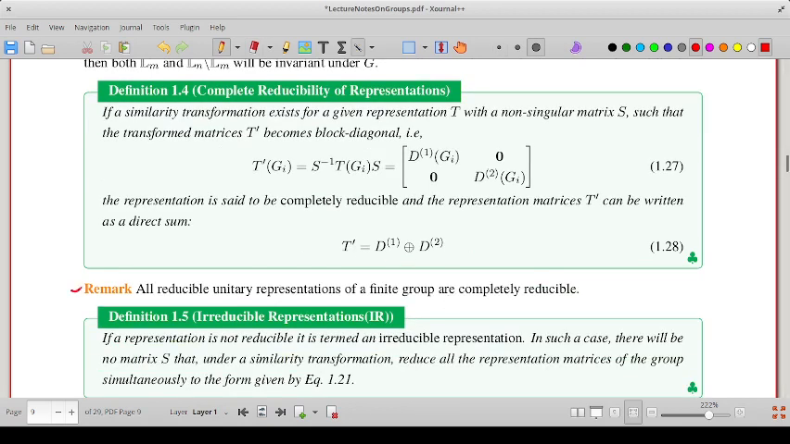So we have a remark here: if the representation matrices are unitary, it is necessarily so that these off diagonal blocks are 0. So in that case, we can say that all reducible unitary representations of a finite group are completely reducible. So we can always find a similarity transformation given by a non-singular matrix S such that the matrix T dash constructed this way is block diagonal.